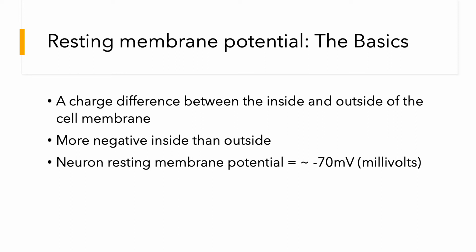Okay, so let's start with the basics about the resting membrane potential. The resting membrane potential is a charge difference between the inside and outside of the cell membrane. It is a relative difference, such that the inside is more negative relative to the outside. The neuron resting membrane potential is roughly around negative 70 millivolts.